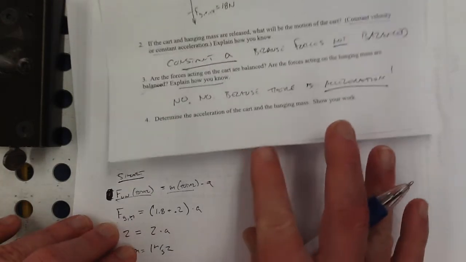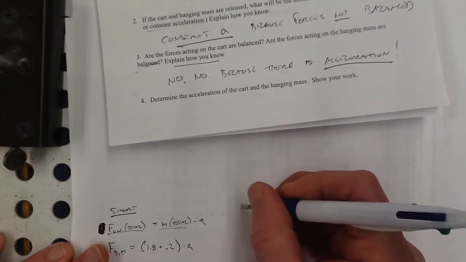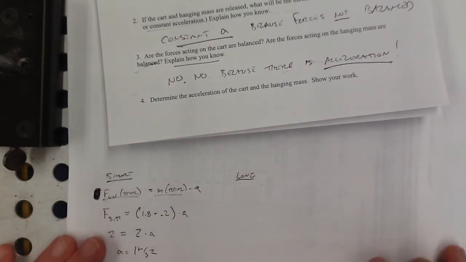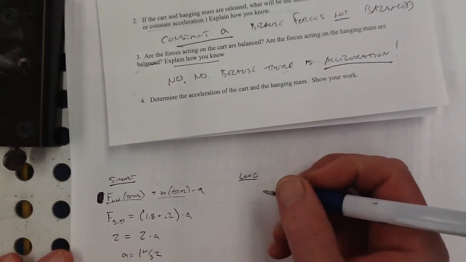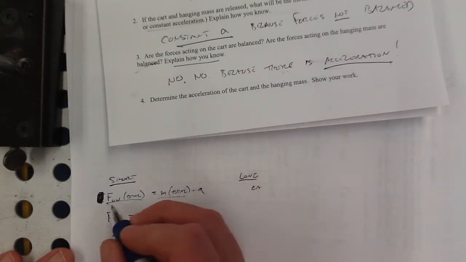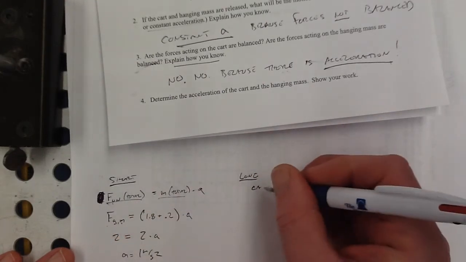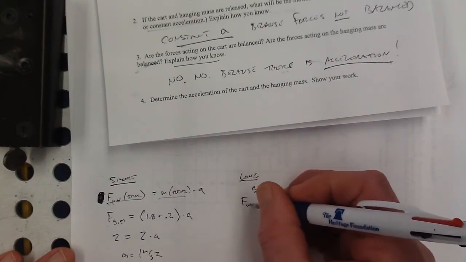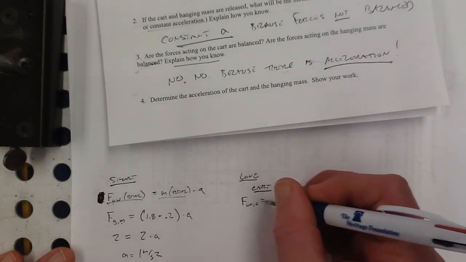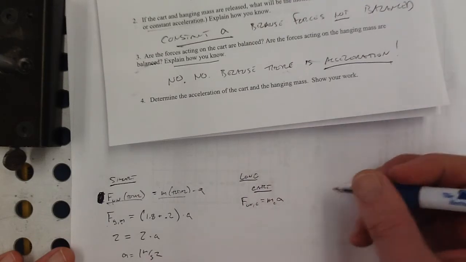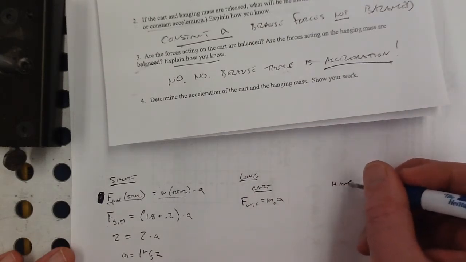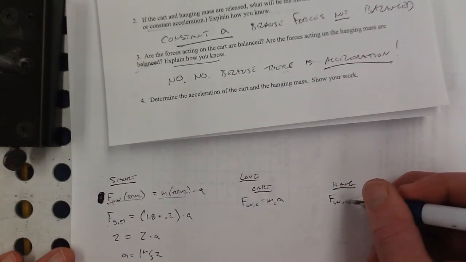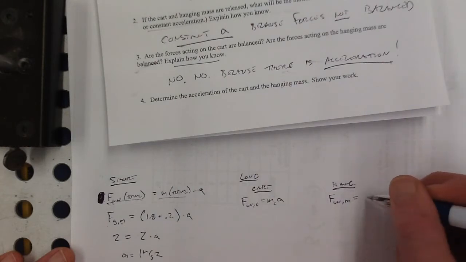Okay, so what does the longer way look like? You can see how it's going to turn into this after we get started. We're going to make 2 equations. Instead of doing one equation with the totals, I'm going to do a Newton's law equation for the cart: what's the unbalanced force for the cart, mass of cart times acceleration, and then for the hanging mass, what's the unbalanced force on that.